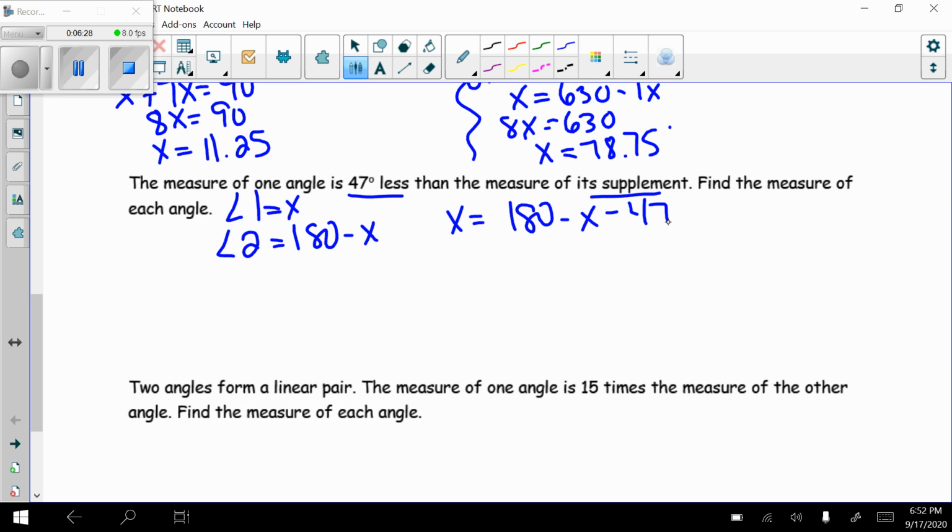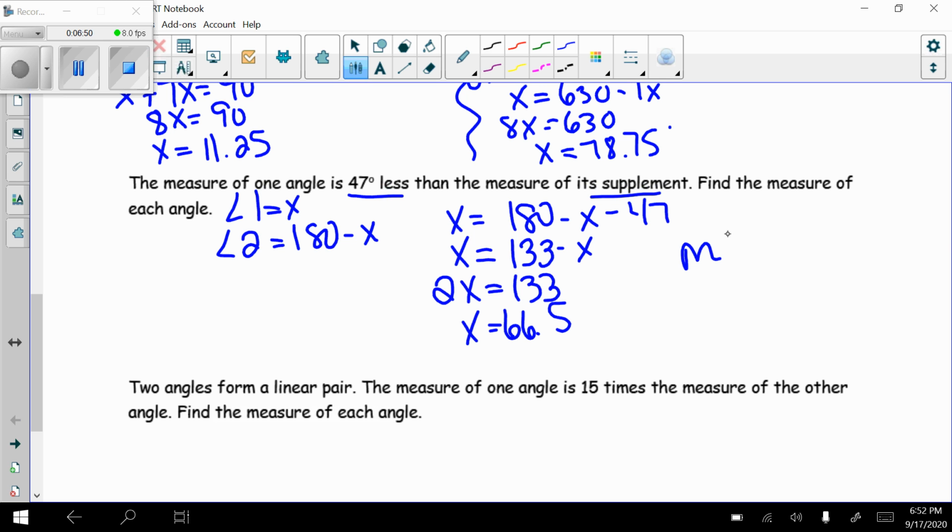Now on the right-hand side, I just want to combine the 180 and the negative 47. So I end up with x equals 133 minus x. Add x to both sides, so I get 2x equals 133. Divide by 2, and I get x is 66.5. So the measure of angle 1 is 66.5 degrees. The measure of angle 2 equals 180 minus 66.5, which is 113.5 degrees.